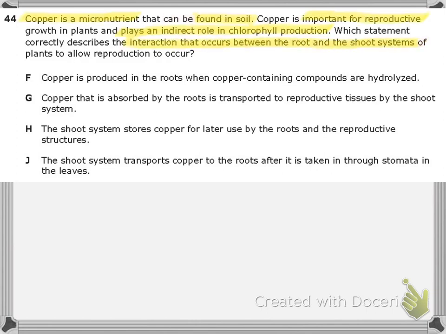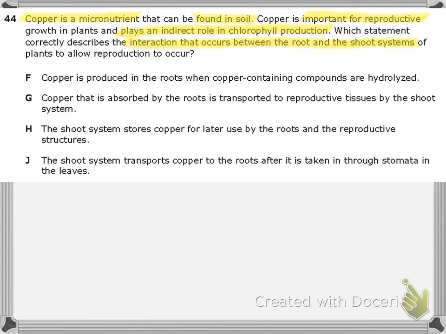To briefly go over what I highlighted, it's a micronutrient. Micro is kind of like small or not much, and nutrient is something that something needs. So they're just saying that plants need a little bit of copper. Not a lot, but a little bit, right? They also said it's found in soil, so it originates in soil. And it's important for reproductive growth and indirectly in chlorophyll production. And the main question is: which statement correctly describes the interaction between the root and shoot system, how they deal with each other, to allow reproduction to occur?